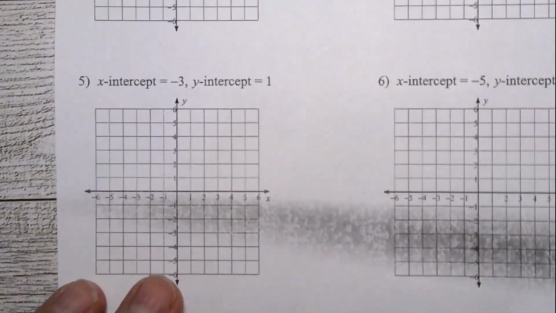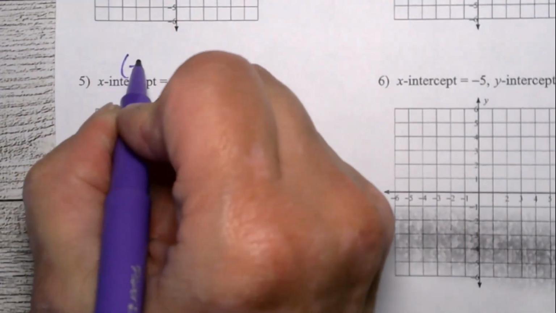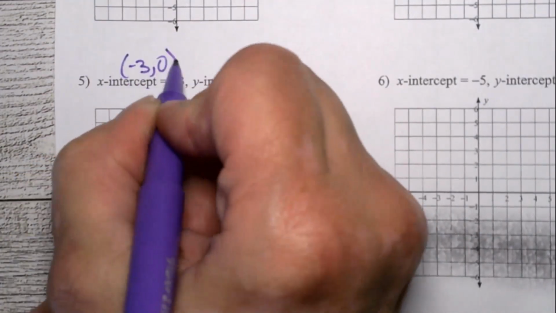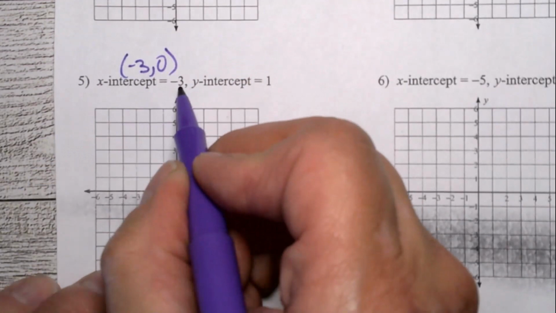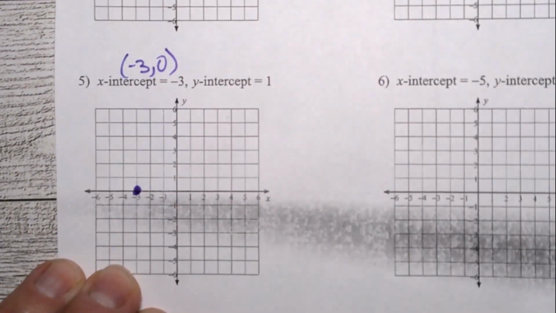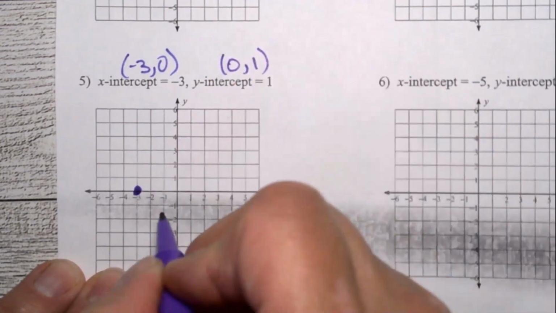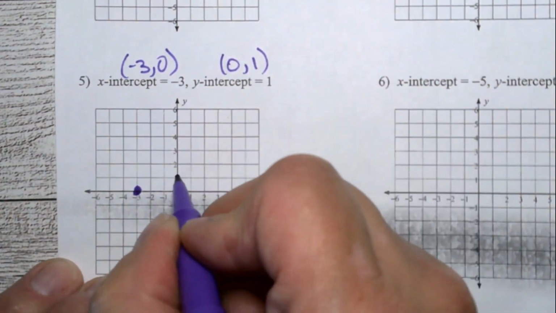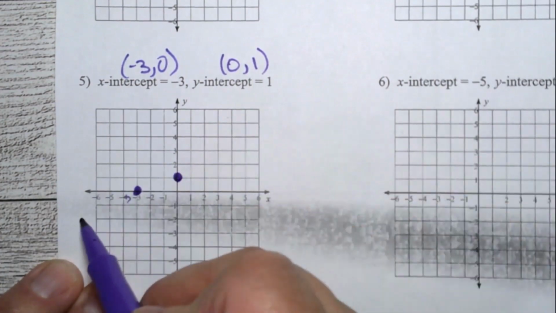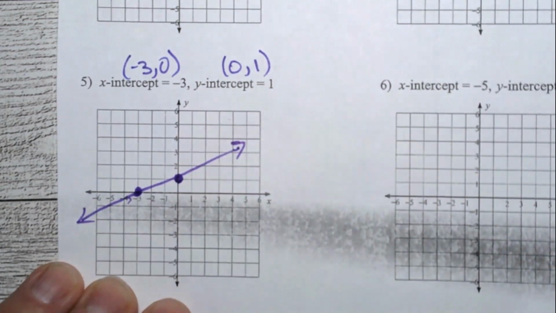And 5 and 6 with the pretty copier smear. The x-intercept is -3, so it has an x number, but it doesn't have a y number. If it's the x-intercept, -3 would be right there. The y-intercept, it doesn't have an x, it does have a y at the 1. So that's that line.